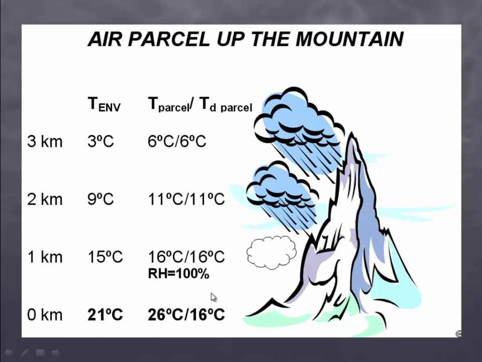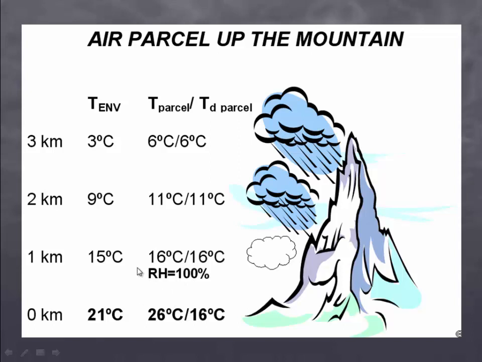So feel free to pause the lecture, draw yourself a mountain and label the mountain up to 3 kilometers, and then we'll come down the other side and see how the air parcel changes as it goes up and over the mountain. In this particular example, I just drew this out in PowerPoint to give you an idea of what might happen here.